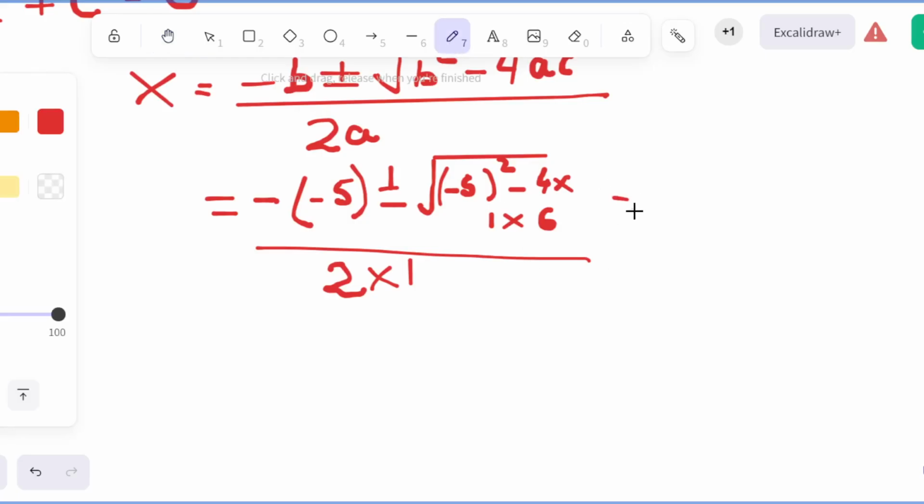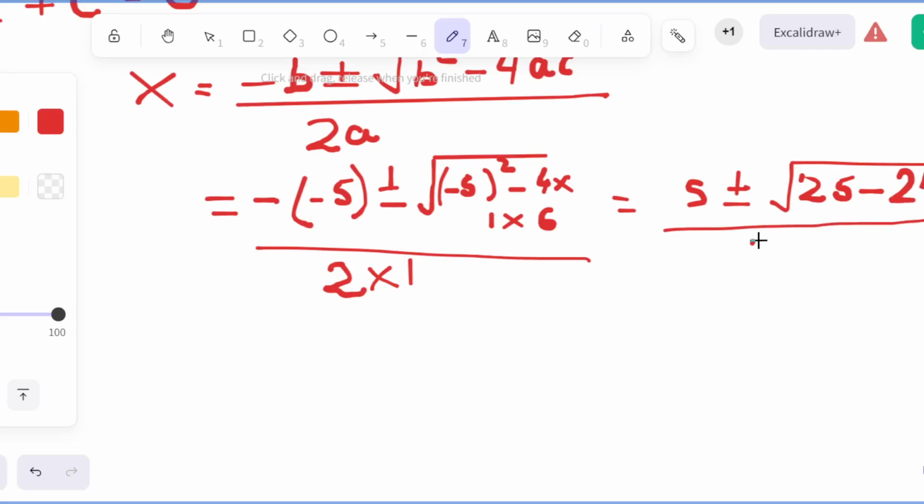Now solve it. So minus of minus 5 will become what, Olivia? Positive. Minus positive 5, very good. And plus minus, minus 5 square is 25, right? Minus 4ac. So minus 4ac will be 4 times 6 is 24, minus 24, right? Divide by 2a, which is just 2. All good so far?